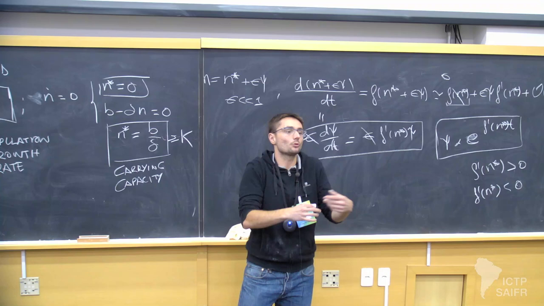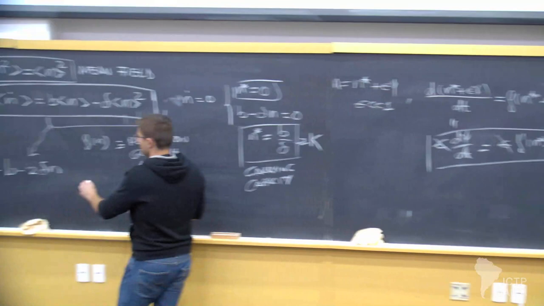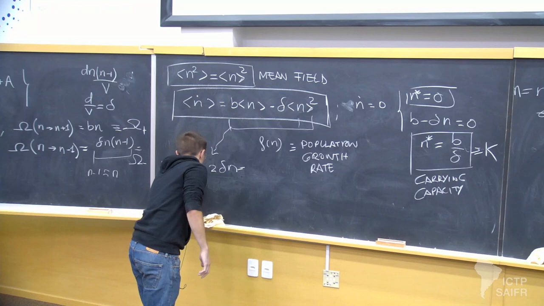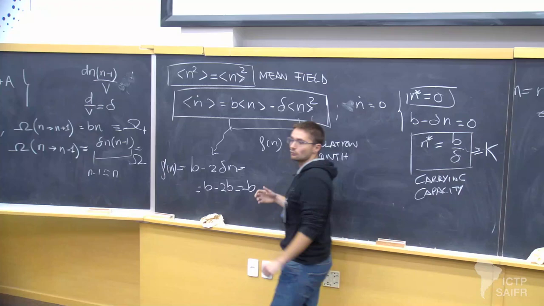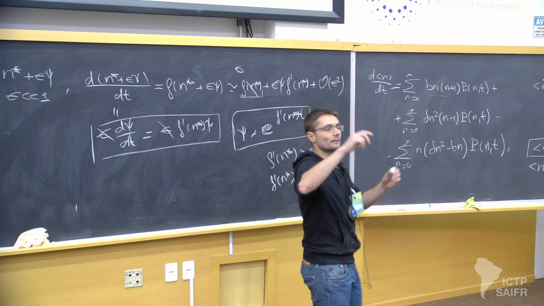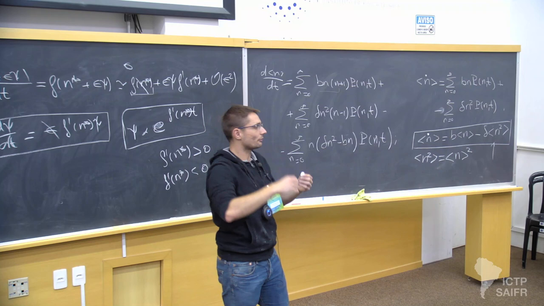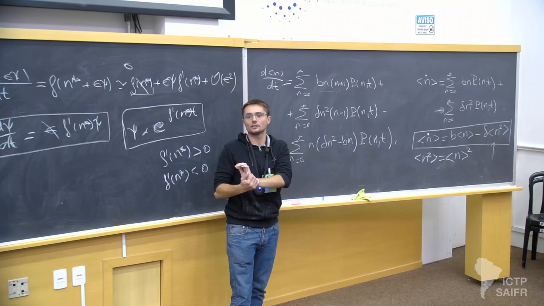And if I put here the other fixed point, which is b over delta, then I get minus b, which is negative, and the fixed point is stable. So if the population has saturated and I remove some cells, then they will grow again until that point. And if I add more cells, they will kill each other until they recover that point. OK, we all agree with this?